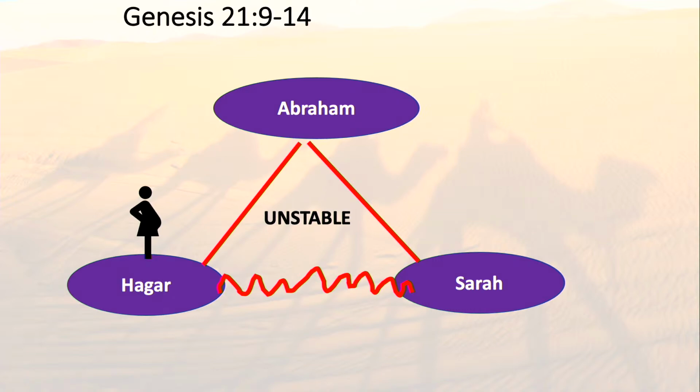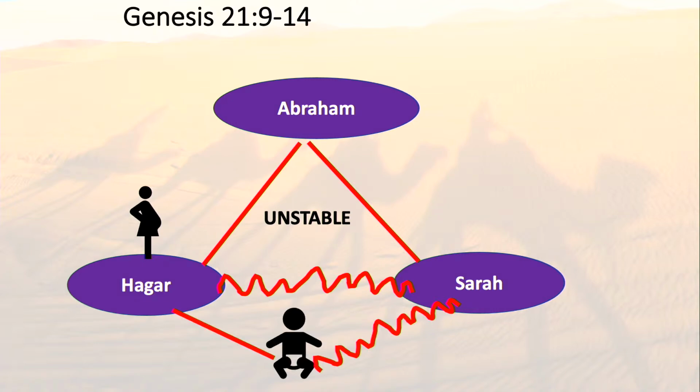I hear because another person is now part of this. Who's the other person? Ishmael isn't even out of the womb yet, but is already affecting their relationship. Boom. And now when baby comes, it's clear that Sarah wants to have nothing to do with this baby. So Hagar has an enemy, and Ishmael is an enemy.